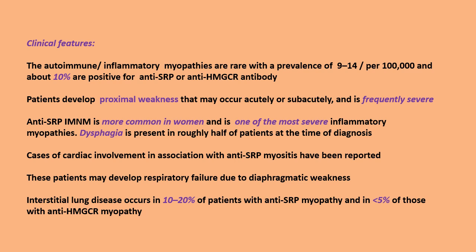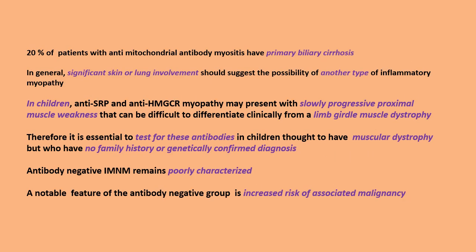Interstitial lung disease occurs in 10 to 20% of patients with anti-SRP myopathy and less than 5% of those with anti-HMGCR myopathy. 20% of patients with anti-mitochondrial antibody myositis have primary biliary cirrhosis. In general, significant skin or lung involvement should suggest the possibility of another type of inflammatory myopathy.